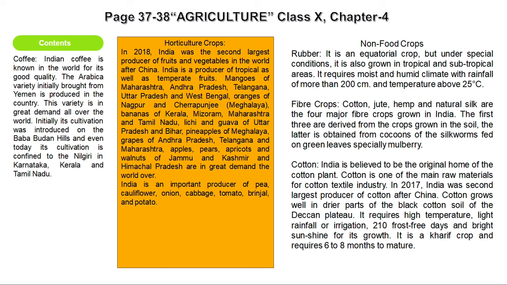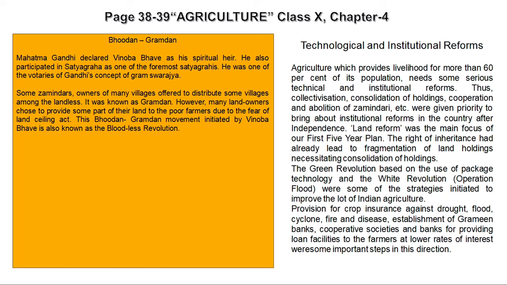There are various non-food crops like rubber, fiber crops, cottons. And every crop has certain soils and certain climatic conditions. Now, I will finish with 38-39. There were certain andolans, like the Bhudan or Gramdan andolan. Definitely, it was for giving land to those people who are landless basically. It was carried forward by Vinoba Bhave. The technological reforms I should like to mention in 1 minute, I think.